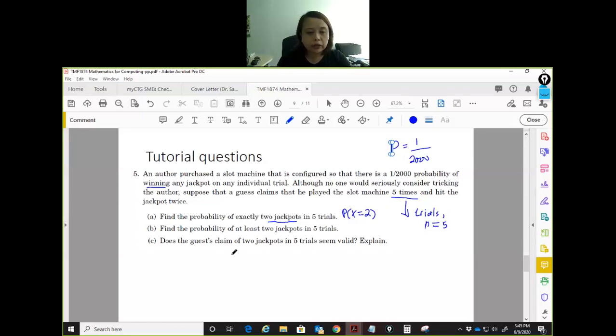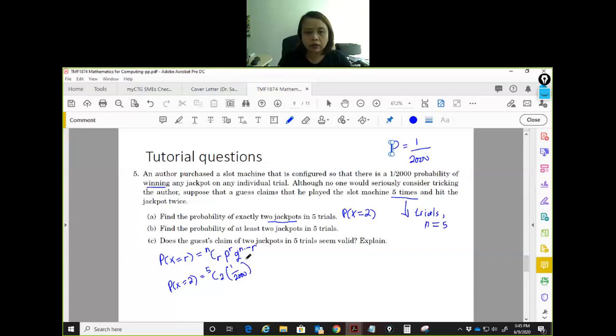Okay, so binomial distribution, we are looking at P(X = r) again. It is talking about nCr, p to the power of r, q to the power of n minus r. So nCr, very easy for you to find that in your calculator. Okay, so n here will be 5. So we are looking at P(X = 2). So here will be 5C2. P is 1 over 2000 to the power of r.